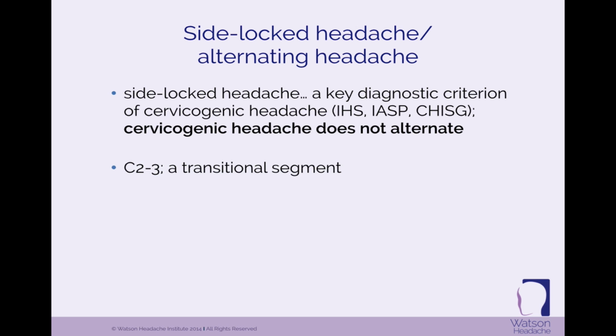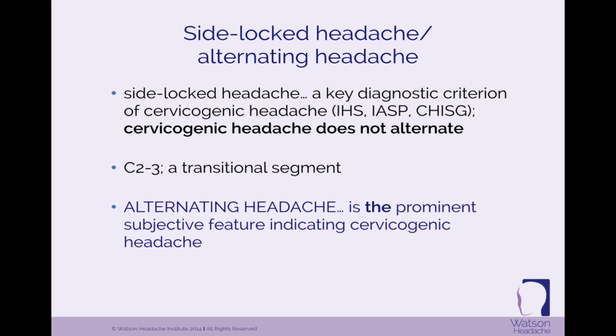Furthermore, if you see someone in a headache-free state, someone who has alternating headache, and let's say for example 70% of the headaches occur on the right side, and you are examining them in a headache-free state, what you'll find is that C2 will be rotated left and the spinous process is deviated right. So for me, a C2 alternating headache is a C2-3 equivalent of an alternating lumbar list. Alternating headache is the prominent subjective feature indicating cervicogenic headache.